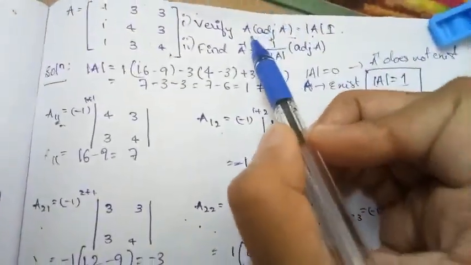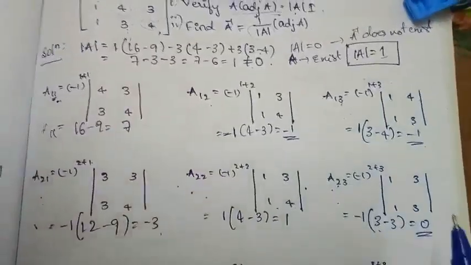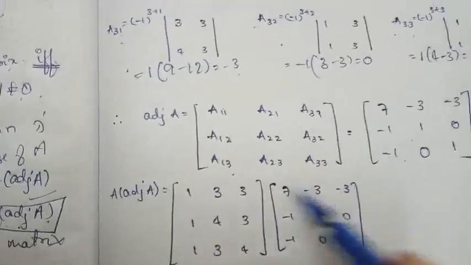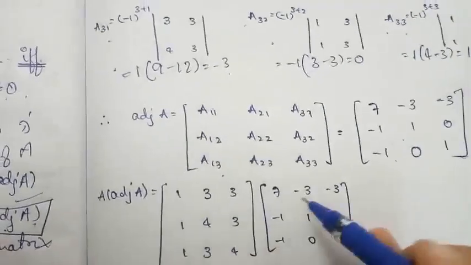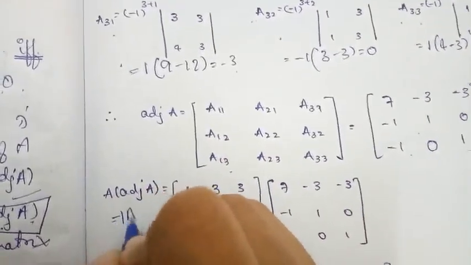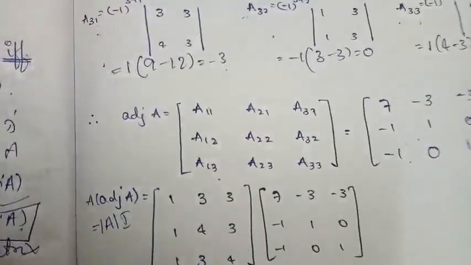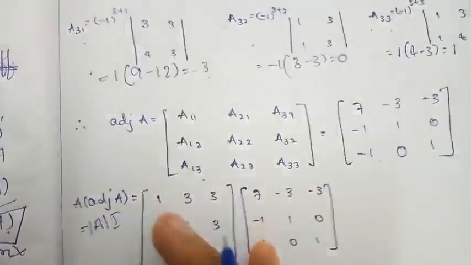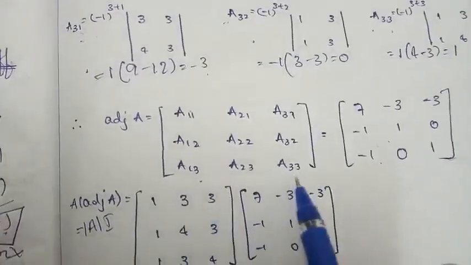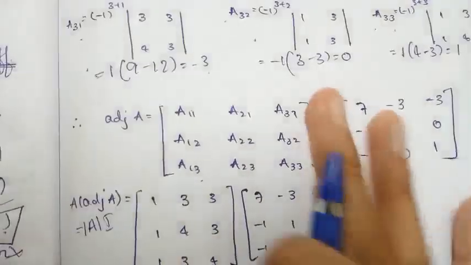What they have asked you to verify is A into adjoint A. So A is this matrix, adjoint A is this matrix, and A into adjoint A is nothing but this one. Now I need to multiply this to verify that A into adjoint A is equal to the determinant value of A into I. So how are we multiplying? We multiply the first row with the first column, first row with the second column, first row with the third column, in this manner.